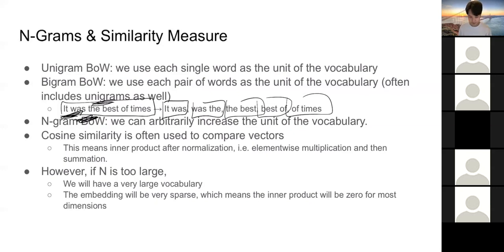Oftentimes we use cosine similarity. If you remember what cosine similarity is, basically you normalize each vector so that its norm becomes 1, and then you do the inner product, which is element-wise multiplication and then summation. So what does that mean? If you do the cosine similarity of 2 bag of words vectors, then they will have element-wise non-zero values if and only if they have common words.